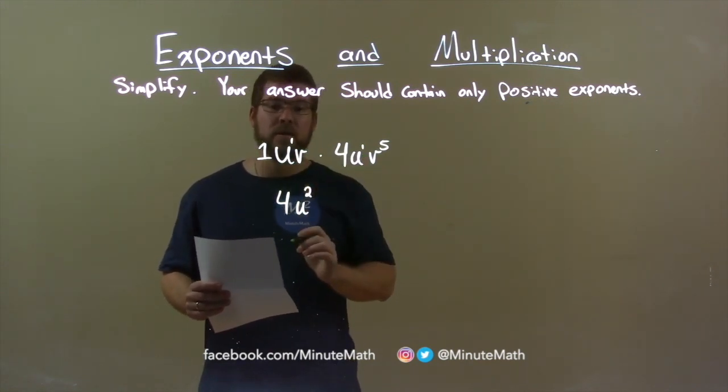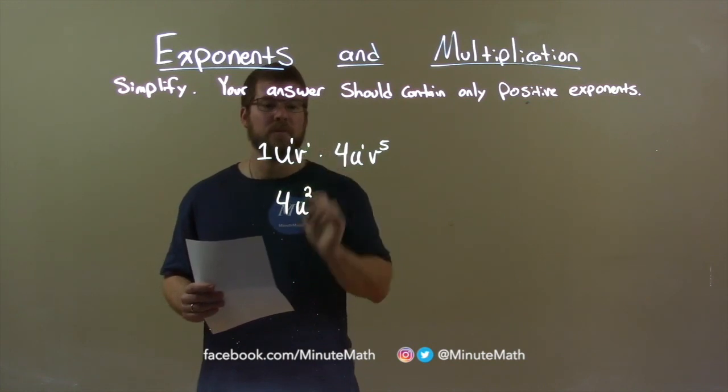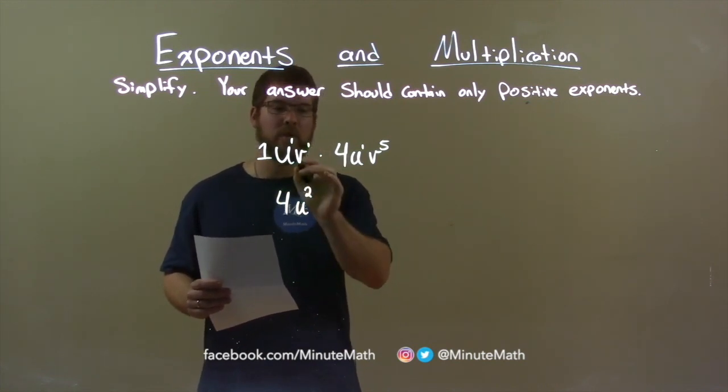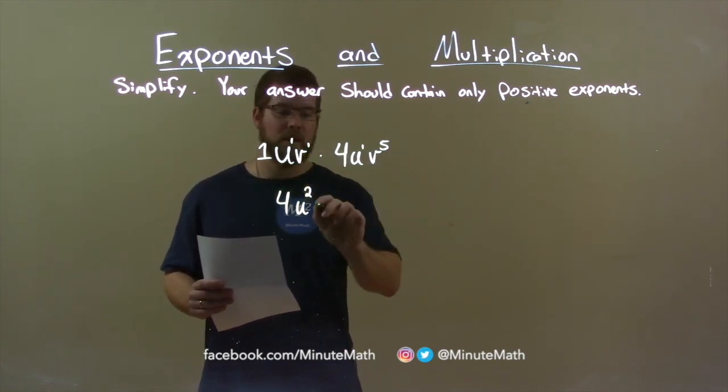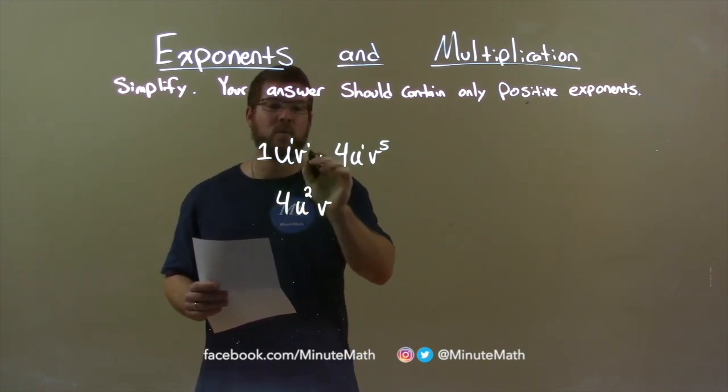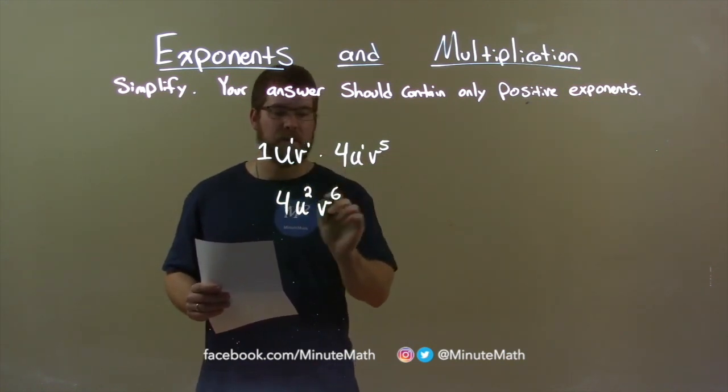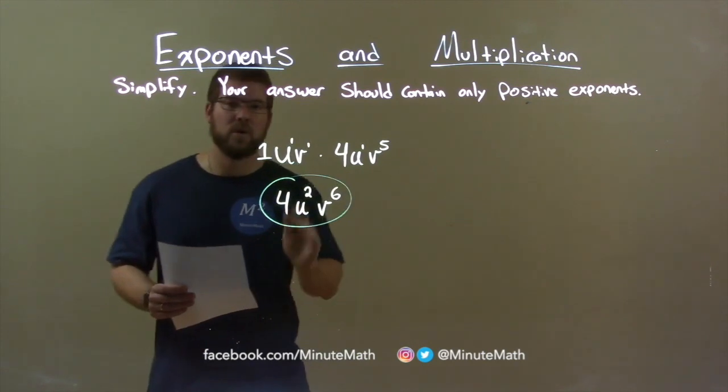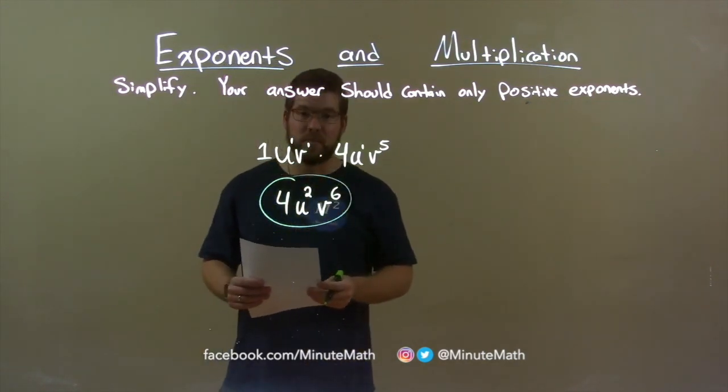Next variable I see is a v. Same principle applies, v to the first power here. V to the first times v to the fifth. Again, we add the exponents. 1 plus 5 is 6. And so my final answer is 4u squared times v to the sixth power.